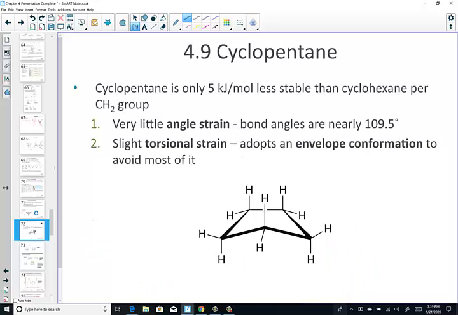Cyclopentane, we realized, is a little better because the angle strain has been alleviated. The bond angles are very near the desired 109.5. And you can still see that it has a flat area up here and then a puckered region of the 5 carbons. But I can clearly see that these bonds are giving more space for the hydrogens, so there's very little interaction between the hydrogens for steric hindrance. And we actually have what we refer to as an envelope conformation, and that alleviates the angle strain.